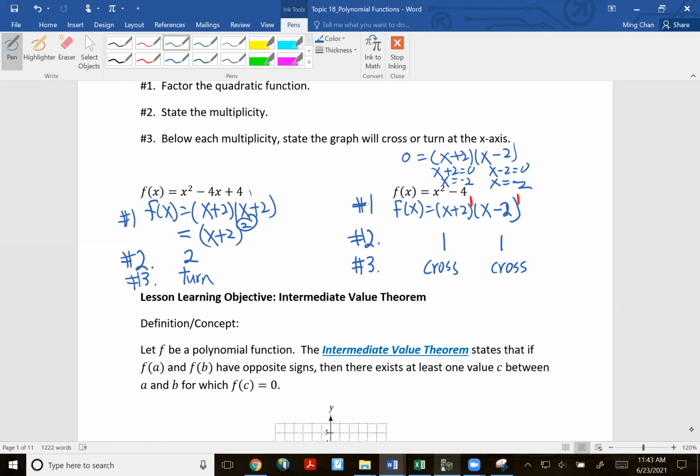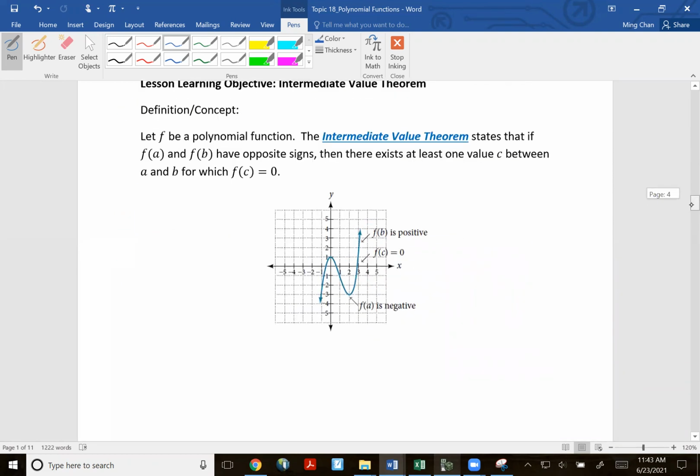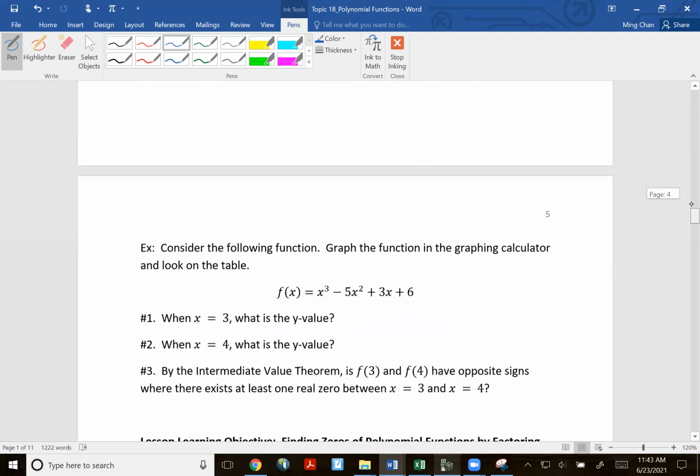I'm gonna see if I got a good function here so I can graph it. Yeah, I do.